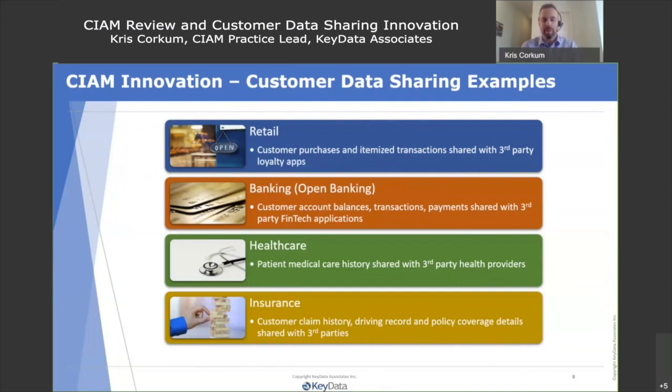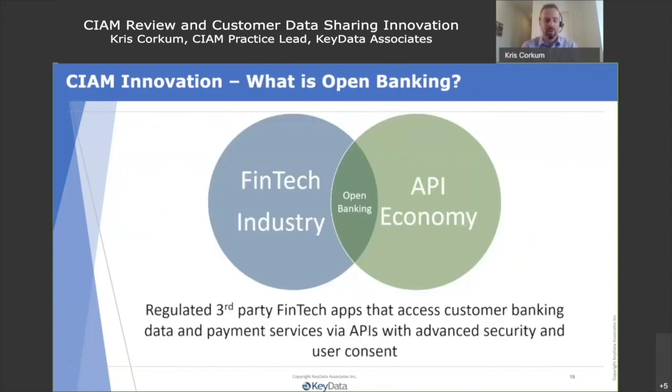But since open banking might be a new concept for some people, it certainly was to me not that long ago, I just wanted to dive into that just quickly, not quickly, there's a little bit to talk about here. So in my mind, open banking is really the coming together of the emerging fintech industry with the API economy. In other words, as you see there, regulated third-party fintech apps that access customer banking data and payment services via APIs with advanced security and user consent.